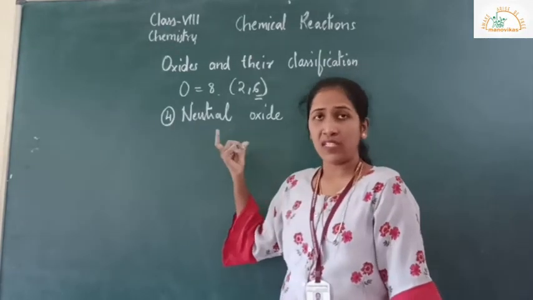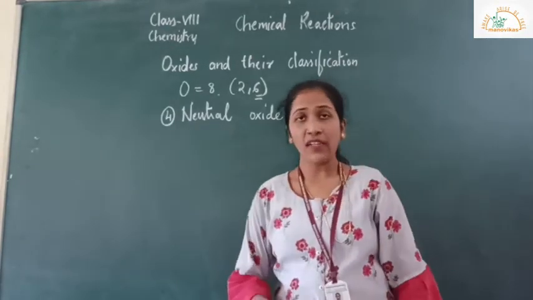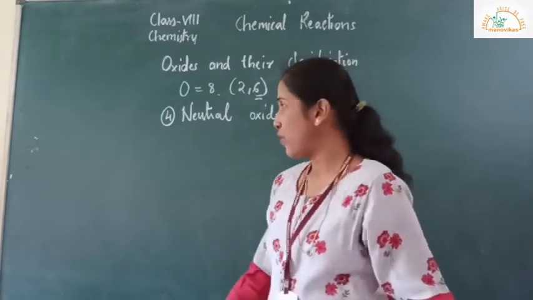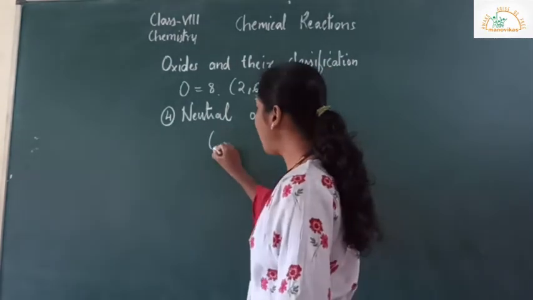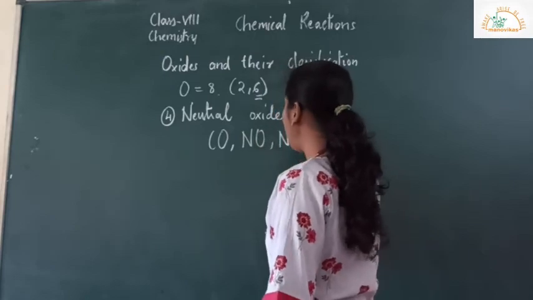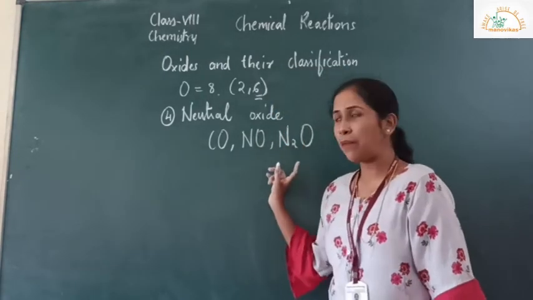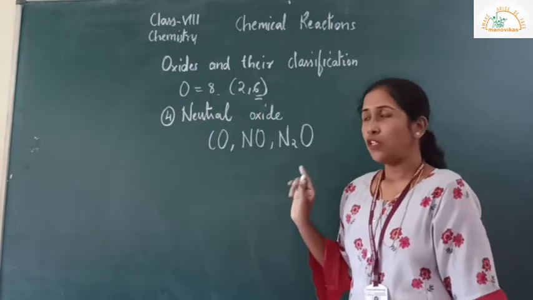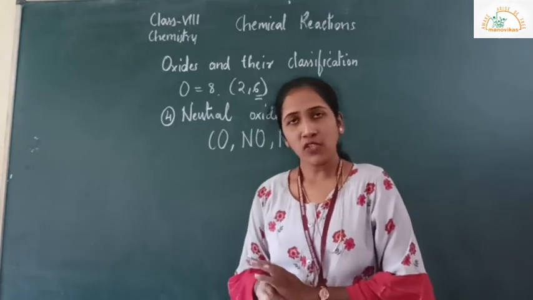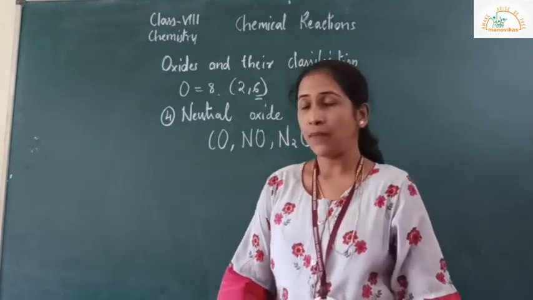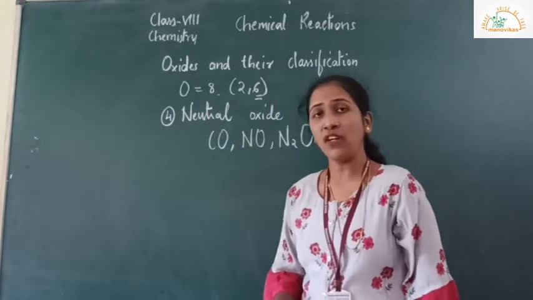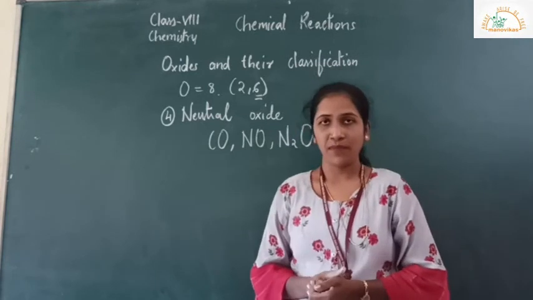One more is neutral oxide. Now neutral oxides are the oxides which do not show acidic as well as basic properties. Okay. So in this neutral oxide we have carbon monoxide, then we have nitric oxide and we have nitrous oxide. So these are the examples of neutral oxide. So in this we have studied the types of chemical reactions. Then based on that we have learned the reactivity series and we have learned the oxides and their classification. So here we come to an end with this chapter. Thank you.